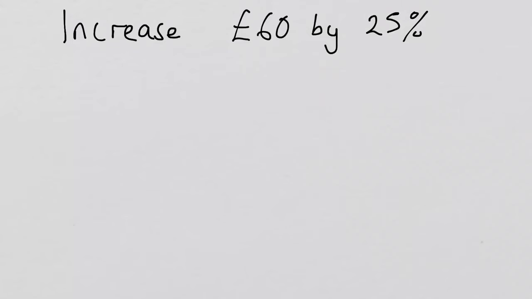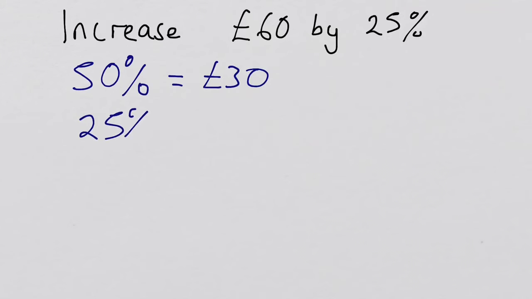Finally, on a non-calculator paper, you could also get asked to increase or decrease. I'm only going to do increase, and it's the same method for decrease, except we take away. So, for example, if we were asked to increase £60 by 25%, first of all, I work out 25% of £60, so 50% would be £30, so 25% is £15, so half it and half it again.